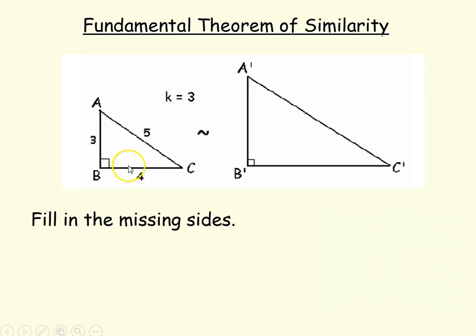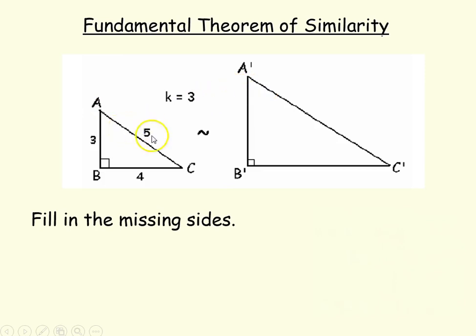We have to fill in the missing sides. So one thing to note as far as similarity goes is that if two figures are similar, their angle measures stay the same. You'll notice we have this right angle right here at B prime. It's still a right angle, so nothing has changed. As a result, angle C will be equivalent to C prime, and angle A will be equivalent to A prime. So angles don't change if figures are similar.